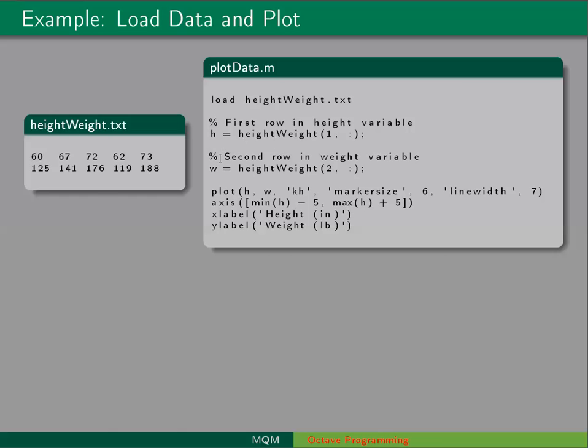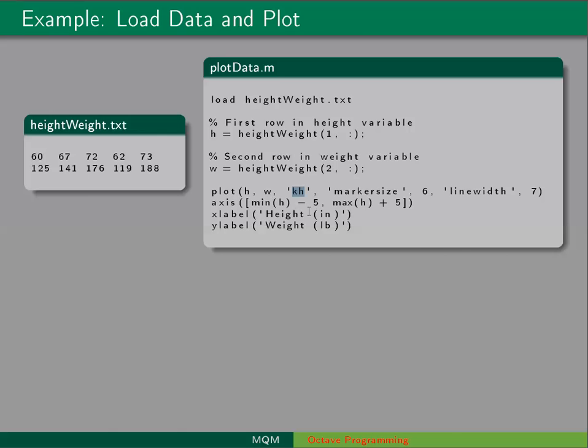So we want to extract from that all the height data points, data values. So we create a variable h and assign to it the first row of this matrix, height_weight. And then create a variable w and assign to it the second row of the matrix height_weight. So now this is h and this is w. And then call the plot function. So we're going to have weights in the y direction and heights in the x direction. We're going to have black 6-pointed stars is what this argument yields. And then we're going to change the marker size and the line width.